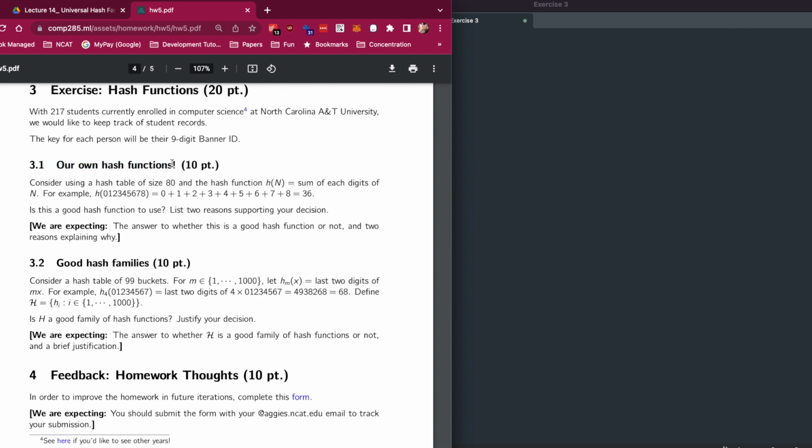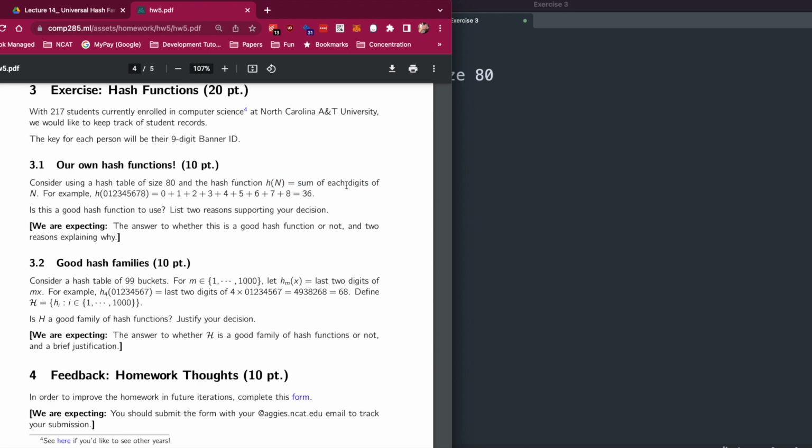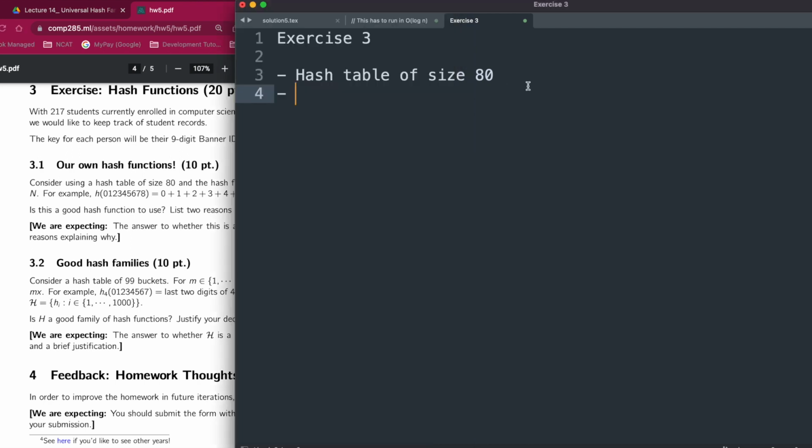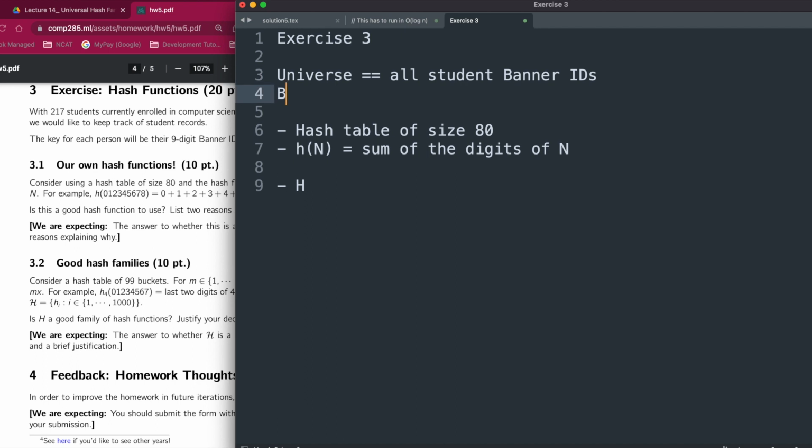But essentially, the first question is asking you about a new hash function. We have a hash table of size 80, as the question states, and we are given a hash function, which is h of n, and this is going to be the sum of the digits of n. And they give us a few examples. Another thing to keep in mind for this problem is that our universe is all student banner IDs. And a banner ID, if you know from NCAD, is a 9-digit number.